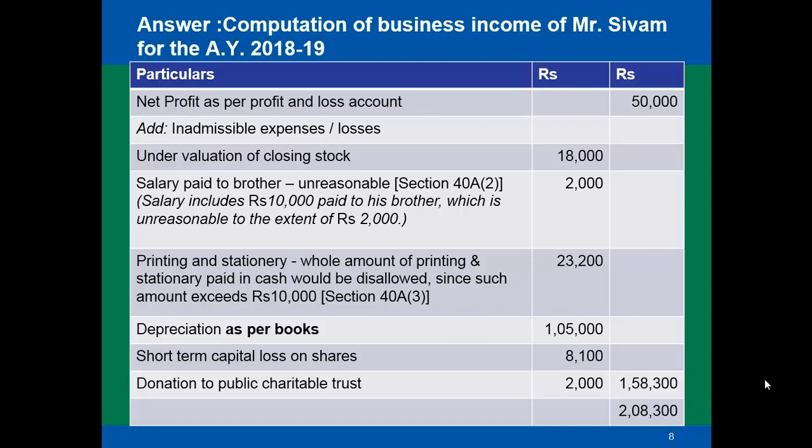Now we are going to add back the depreciation as per books, which is 1,05,000. The short-term capital loss on shares will also be added back because it is not allowed as a loss or expense under the business. Donation to public charitable trust will also be disallowed to the extent of rupees 2,000 and it will not be allowed as a business expenditure. So altogether the inadmissible expenses or loss come to 1,58,300.